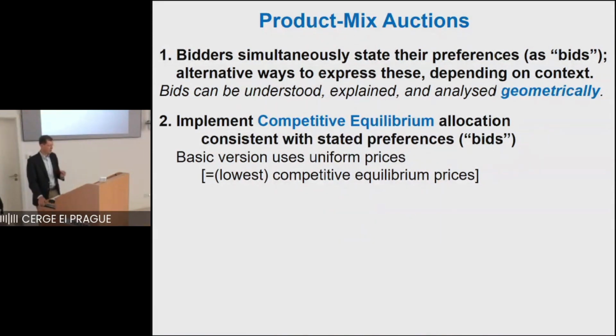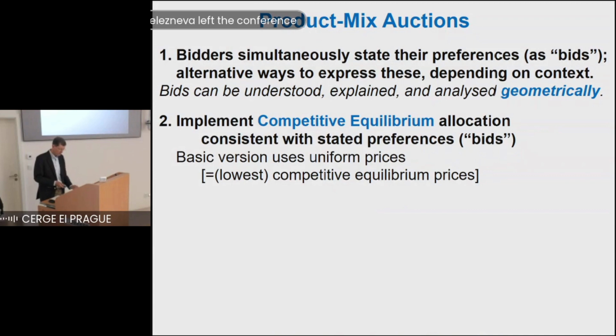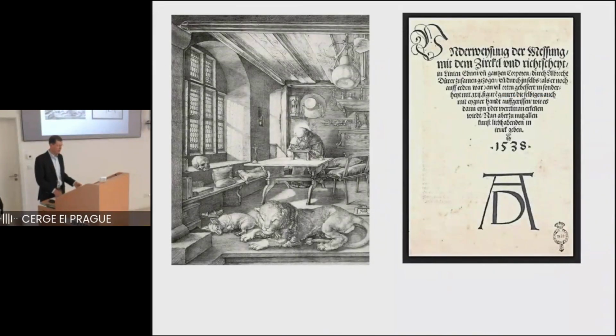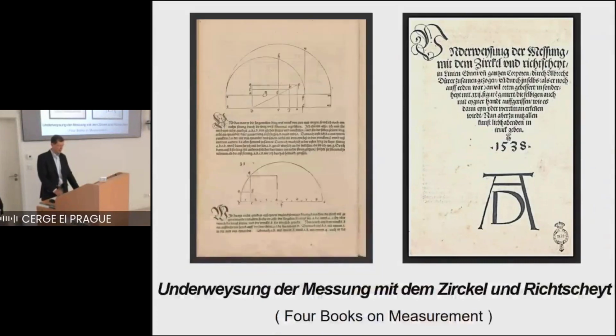And the other feature of a product mix auction is that the way in which bidders express their preferences can be understood, explained, and also analyzed geometrically. So, those are the distinguishing features. And the reason I like Dürer so much is because he was a great geometer. So Dürer was not just an artist. He wrote 4 books on geometry. This one here is one of 4 books on measurement. This is Instruction of Measurement with Compass and Ruler.